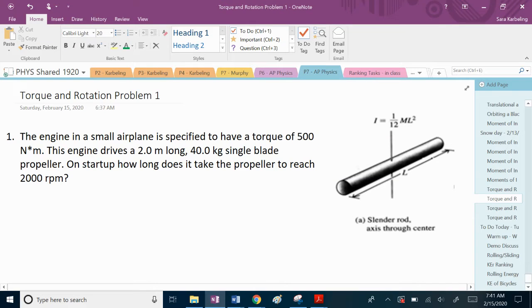Hey, physicists. So I promised you that we would go through these torque and rotation problems. Here's the first one. I'm just putting these on separate pages so it's a little easier for me to manage.